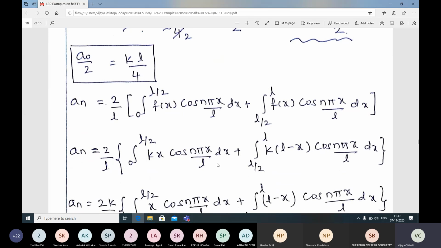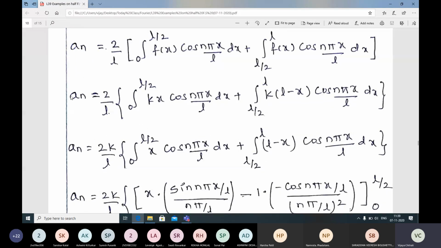We'll find AN. So AN is equal to 2 by L. So here we have a discontinuous function. So integration from 0 to L by 2 f of x cos n pi x divided by L dx plus integration from L by 2 to L f of x cos n pi x by L dx. So here in this interval 0 to L by 2 function is kx, and L by 2 to L function is k L minus x.